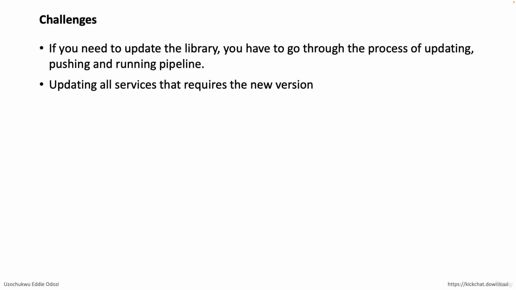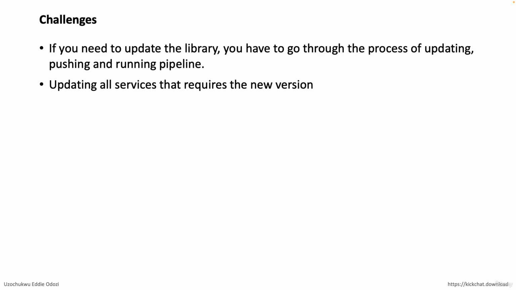Once you push, you run the pipeline and everything is successful, for you to use that new property, you have to update all the services or the particular service that requires that new property. So you have to update, go to your package.json file, increase the version number, and then run npm install.